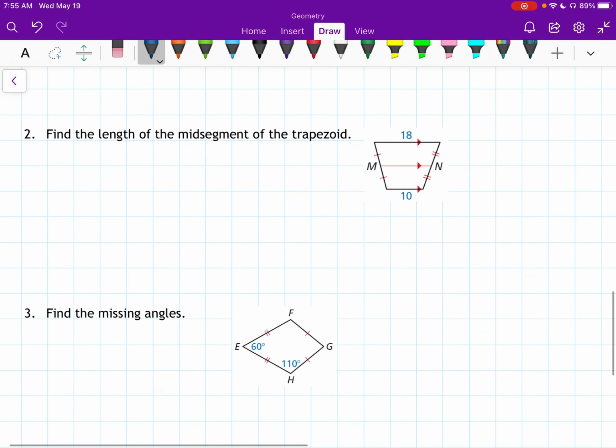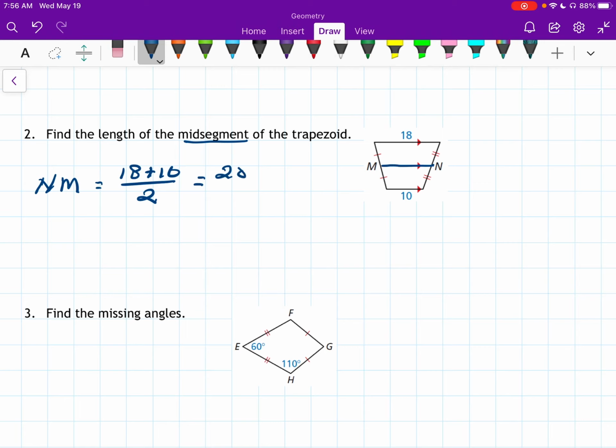Number 2, find the length of the midsegment, right? The midsegment is this middle piece here. It's NM or MN, whichever direction we want to say. Now that's going to be the average of the bases. So I'm going to say 18 plus 10 divided by 2. Whenever I add those up, I get 28 over 2, which is 14, right? And this is our answer, 14. Not too crazy.